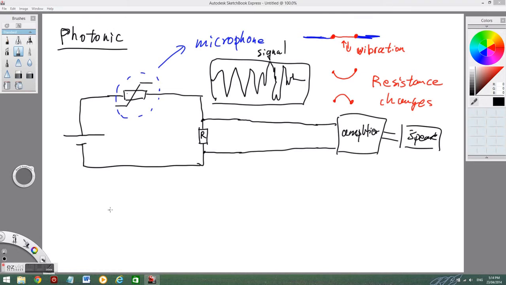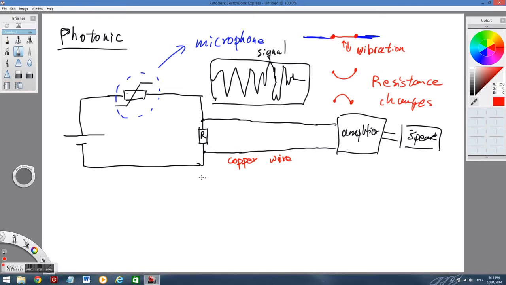Just remember this. This is the basic concept of transferring a signal over long distance. Okay? So in ancient times we used copper wire, just like your telephone. We used copper wires to transfer the signal, and this caused a problem. The problem is called attenuation and the skin effect.